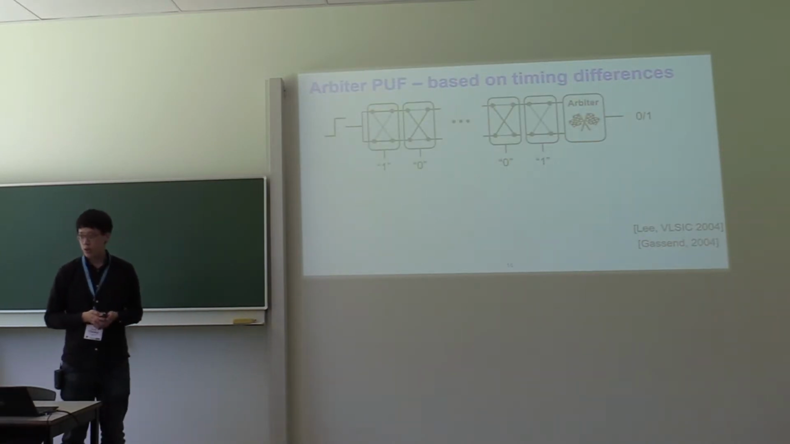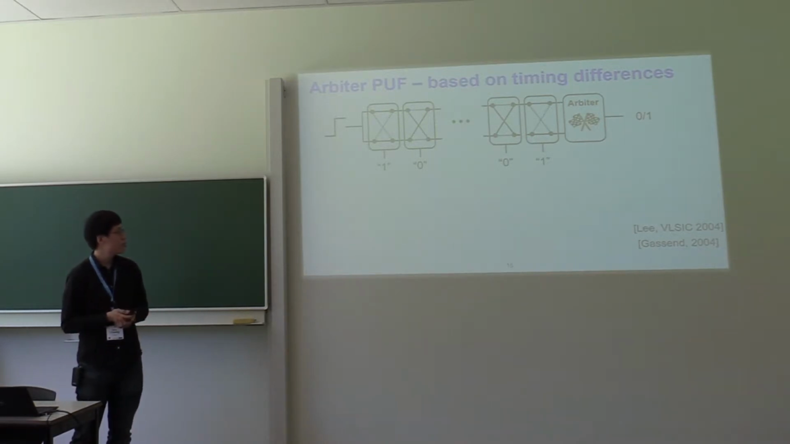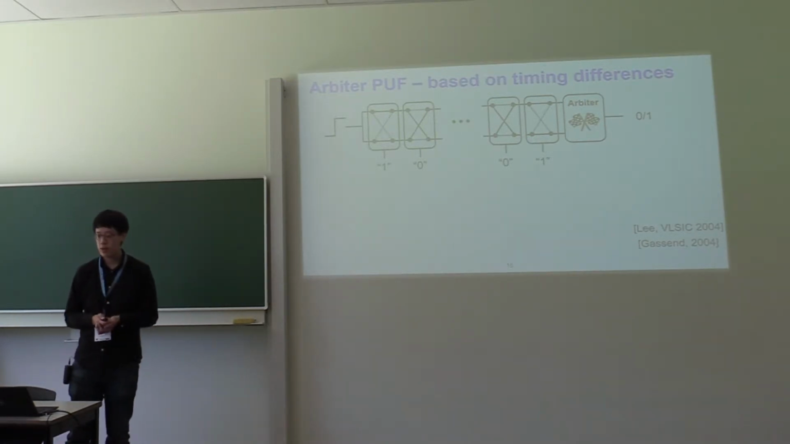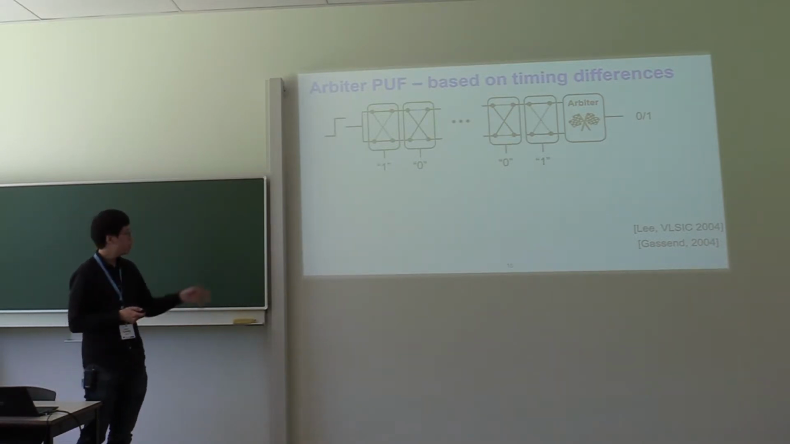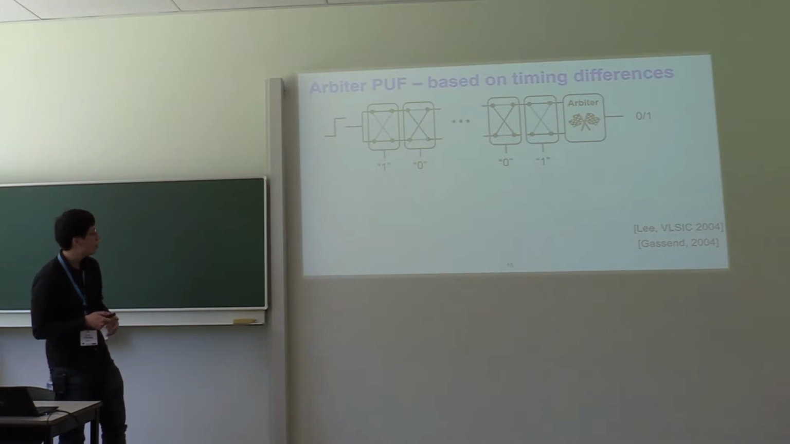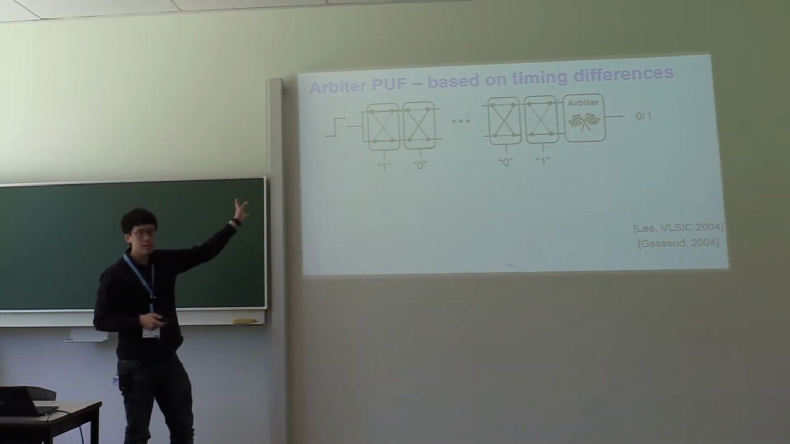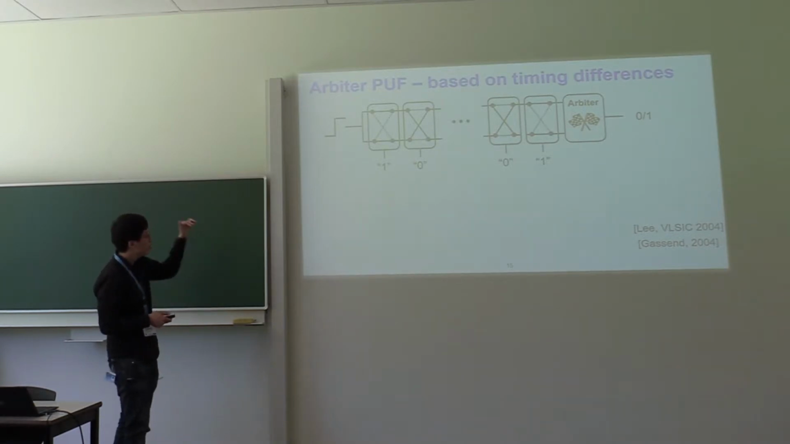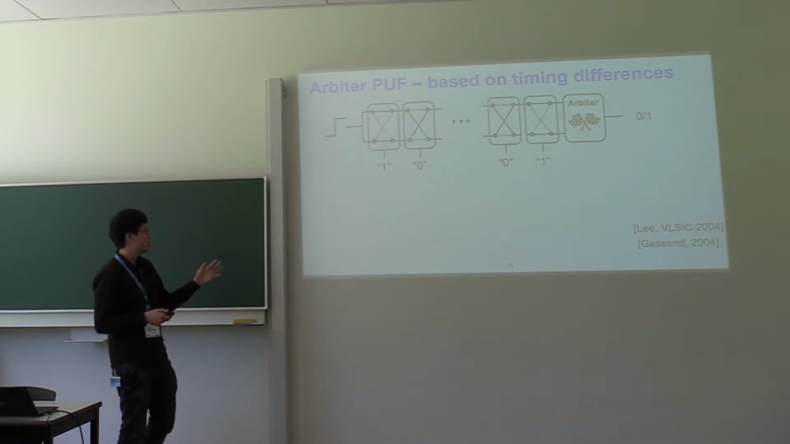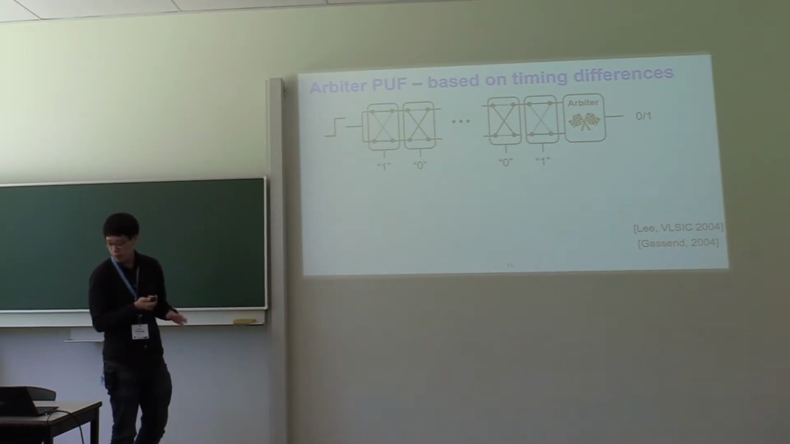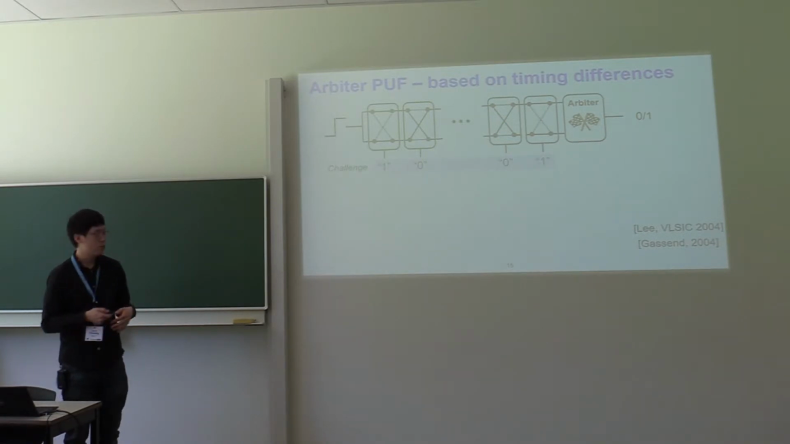Here is the most classical example of a strong PUF. It's called the Arbiter PUF, and it's based on timing differences in the circuit. As you see, there are a lot of elements. You can select these elements to let the signals go through directly if it's a 1, or select 0 and the signals cross over each other. This input is called the challenge.